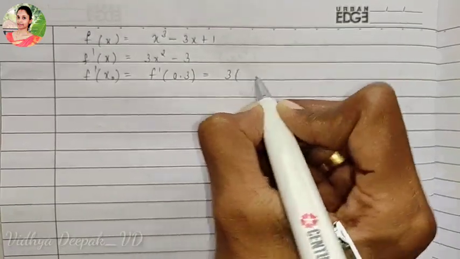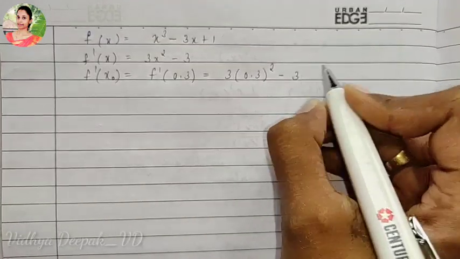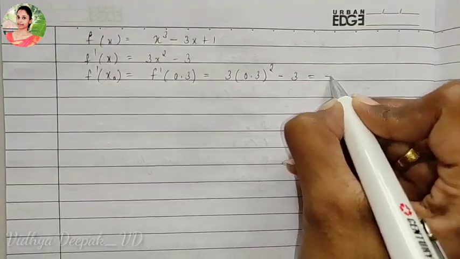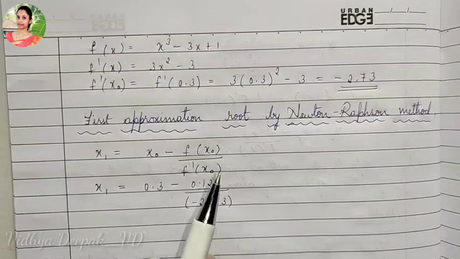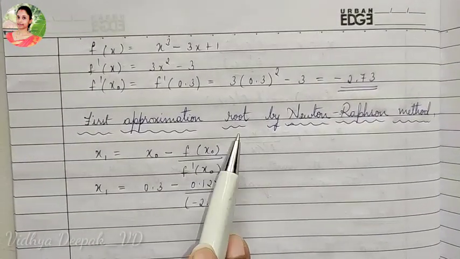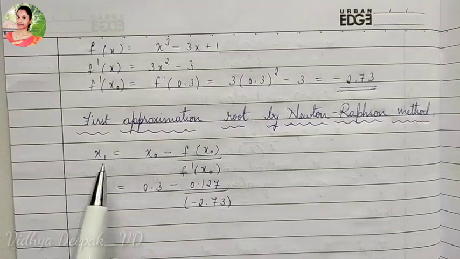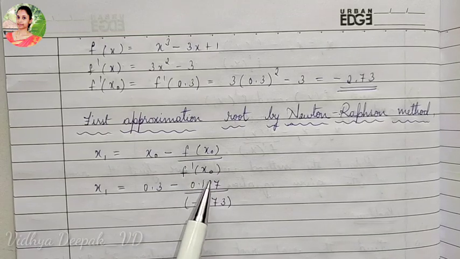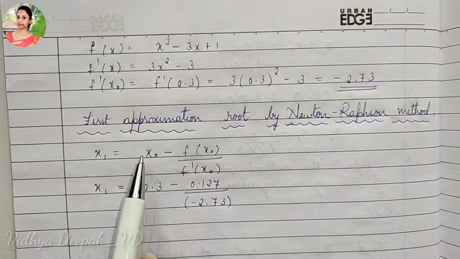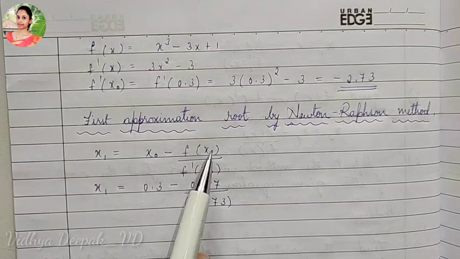That means 3 into 0.3 the whole square minus 3. That gives you minus 2.73. So now we will do our first approximation. The first approximation can be done using the formula x1 is equal to x0 minus f of x0 divided by f dash of x0. Substituting the values of x0, we get 0.3 minus f of 0.3.